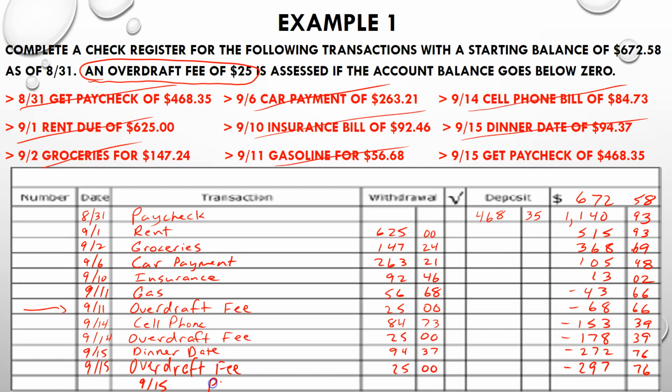So now I'm finally getting paid. So now I'm finally going to get out of this negative. All right, and this is a paycheck, and that paycheck is for $468.35 again. Okay, and that I put into the deposit column because it is a deposit. It's adding money into my account. So now I add that $468.35. And I'm finally out of the negative. I finally have a positive amount of money in my account.